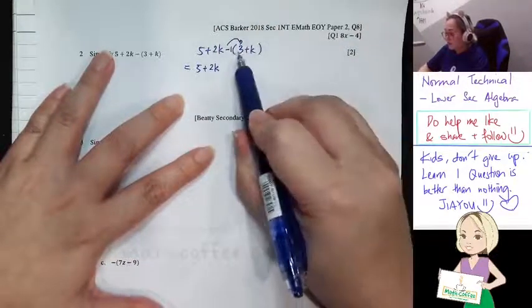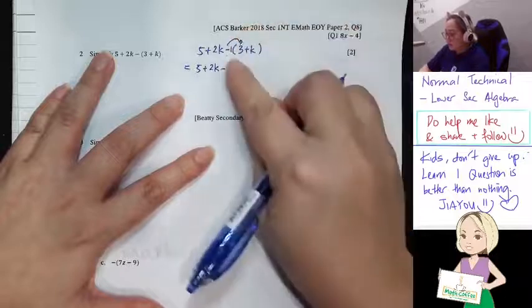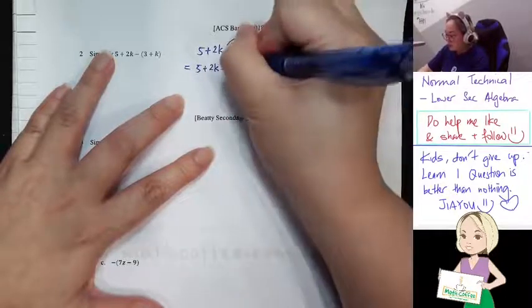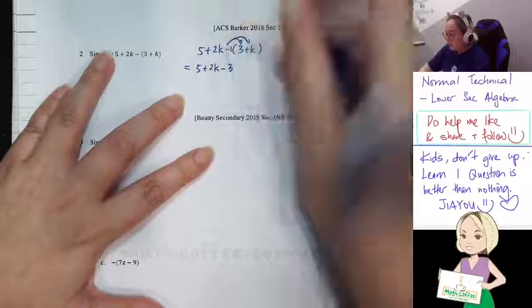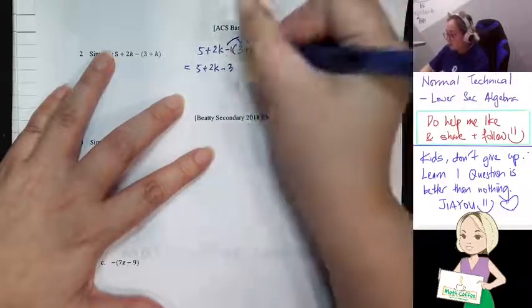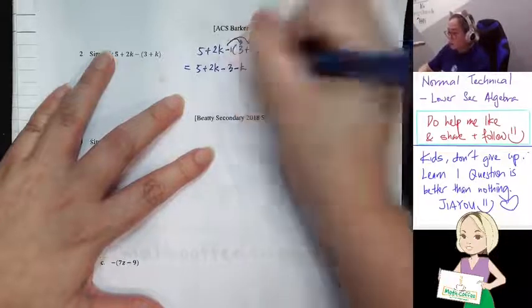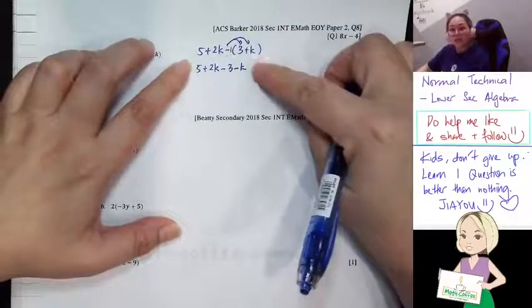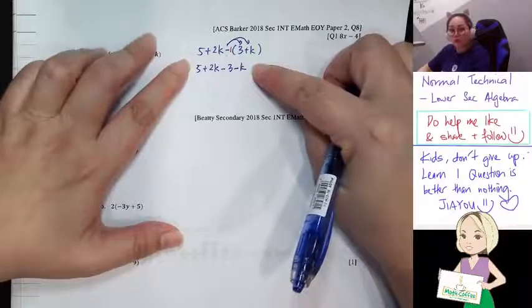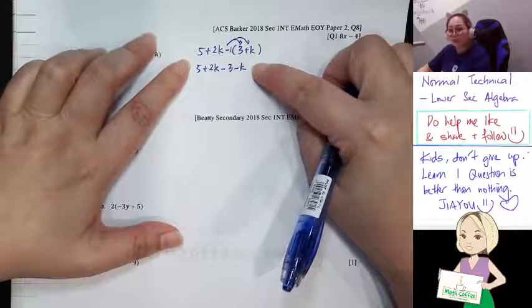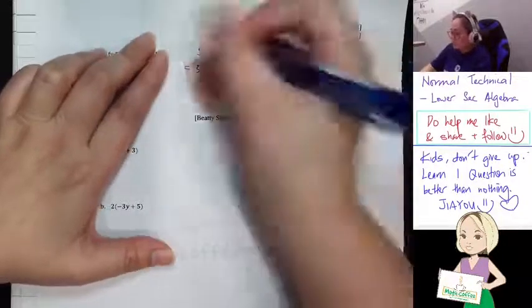So negative times positive, I get a minus. 1 times 3, I get a 3. Now rainbow this. Negative times positive is a minus. 1 times k, you get a k. So what you see here is exactly like what we did in the previous question. You got to group the like terms together.